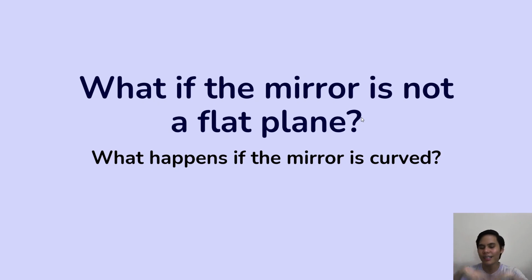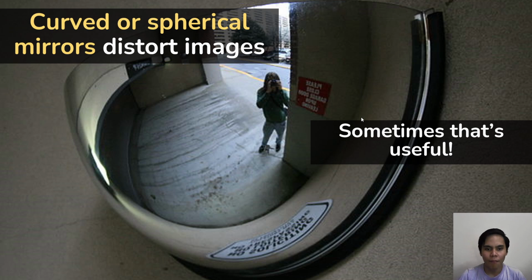If it's not flat, it's curved, it's a spherical mirror. So for curved or spherical mirrors, they tend to distort images. Sometimes that's useful. So this distortion of images is called aberration or spherical aberration, and sometimes that's useful because it allows us to see, for example, a wider image.